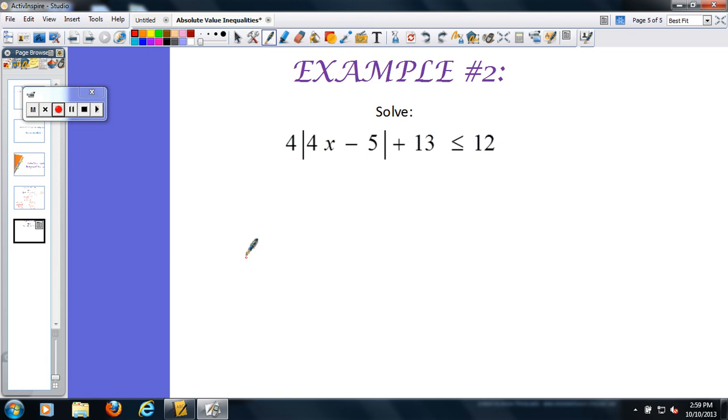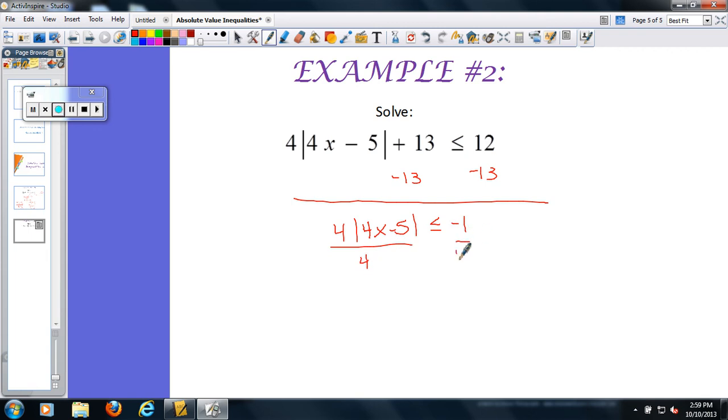And when you go to example 2, same idea. So now I'm going to subtract 13 from both sides. I get 4 times the absolute value of 4x minus 5 is less than or equal to negative 1. I want to divide by 4, and I get the absolute value of 4x minus 5 is less than or equal to negative 1 over 4.